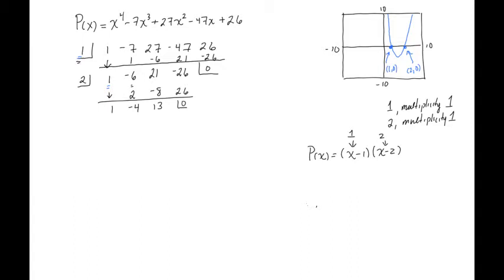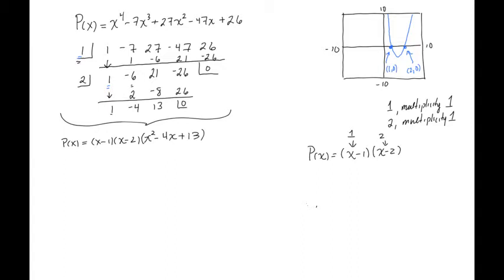So here's what all of this tells me. I have x minus 1 as a factor. I have x minus 2 as a factor. That's what we got from the graph. And then what's left over is 1, negative 4, and 13. That means x squared minus 4x plus 13.